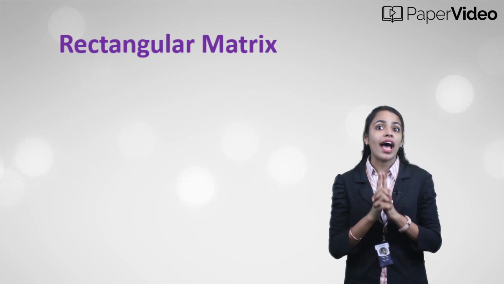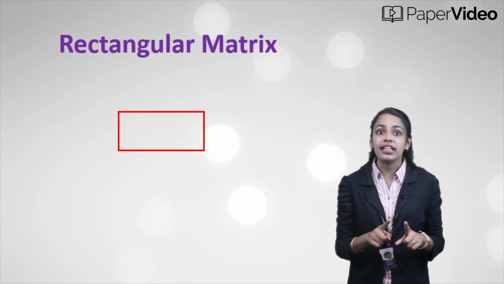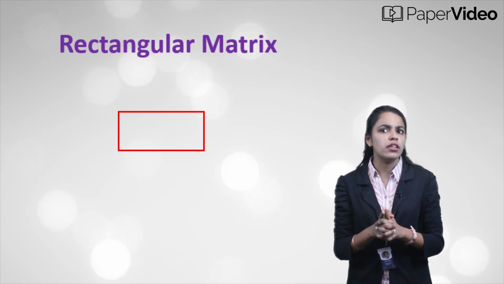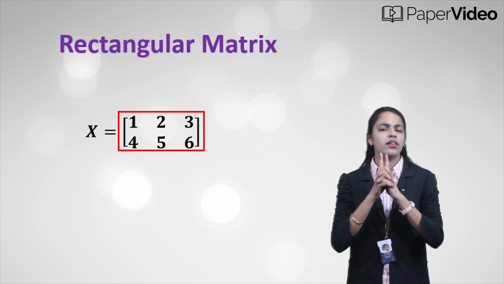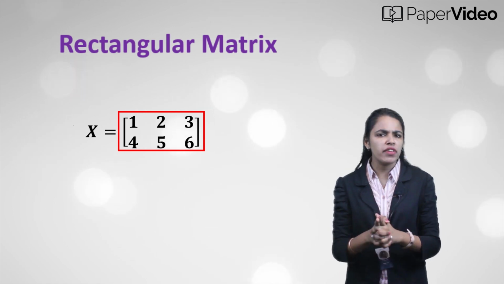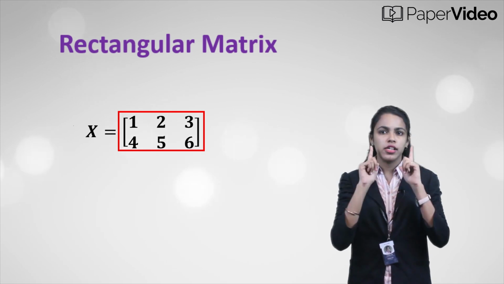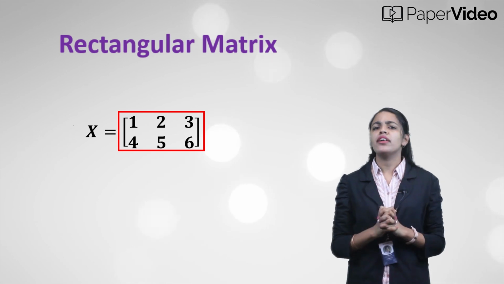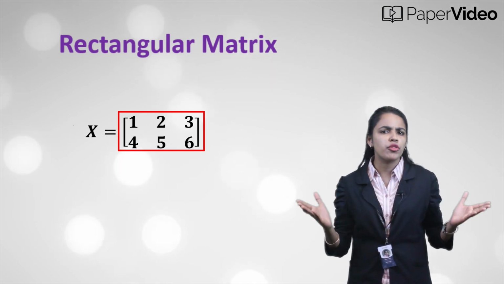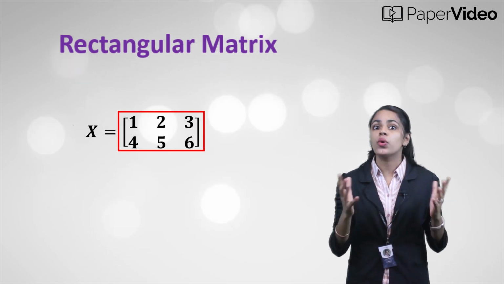Next, we have rectangular matrix. As the name suggests, the matrix must look like a rectangle, and that is only possible when we have different number of rows and columns. Therefore, a matrix in which number of rows and columns are not equal is known as a rectangular matrix. A rectangular matrix can have any number of rows and columns, but they must be unequal.